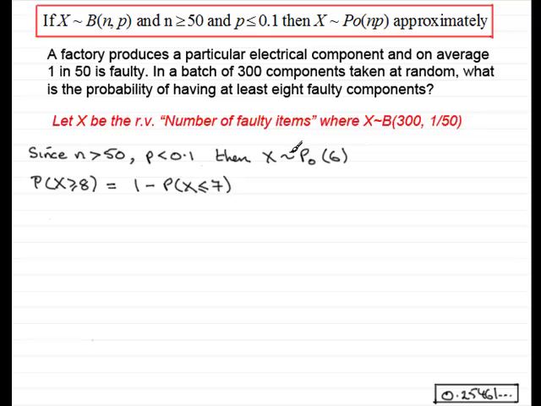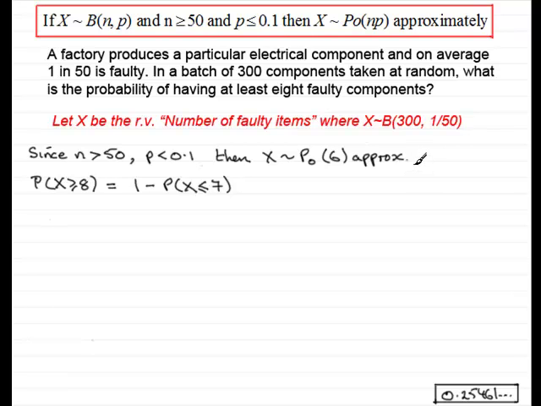Try not to leave x as following a Poisson distribution with mean 6, just don't write just that. X follows a binomial distribution, remember, up here. That's what the accurate distribution is. To say that is wrong. X doesn't follow a Poisson, but if we write the word approximately afterwards, then we've got a correct statement.